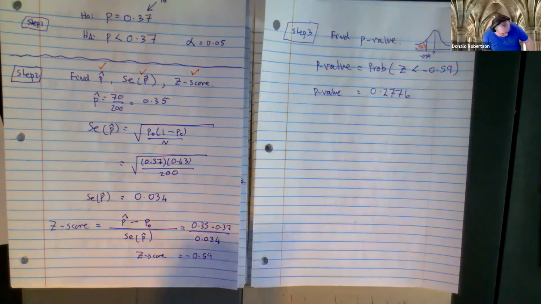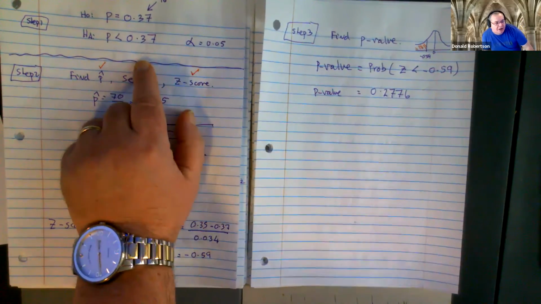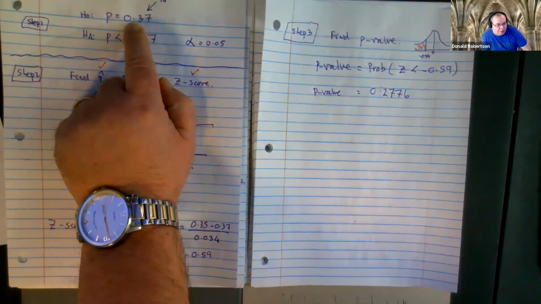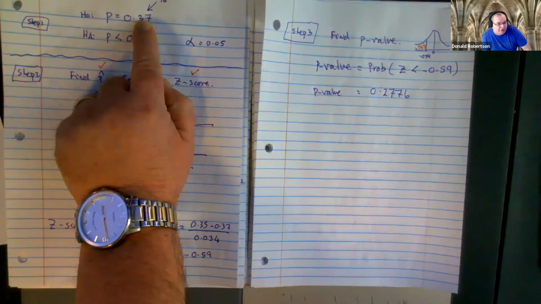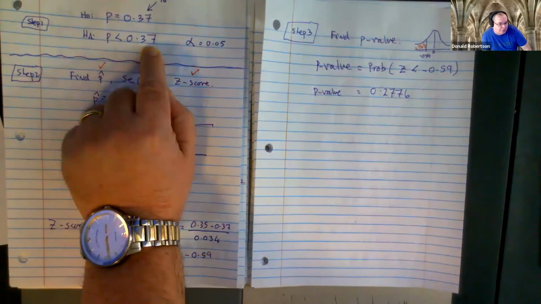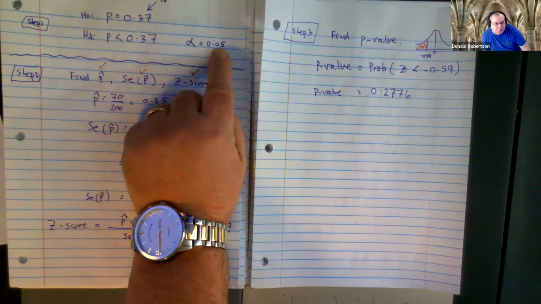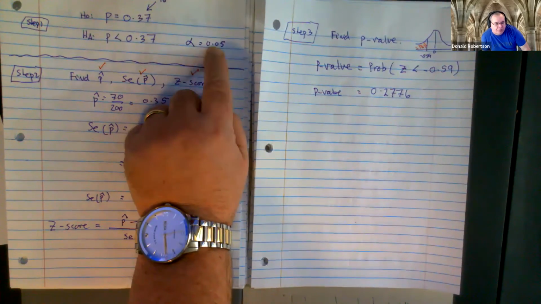Let's just continue this process. So, quick recap. That's what it was 20 years ago, 37%. We think it's going down. So our alternative, we're trying to prove that it's less than that. The chance that we're willing to be wrong is only 5%. That's what this is.